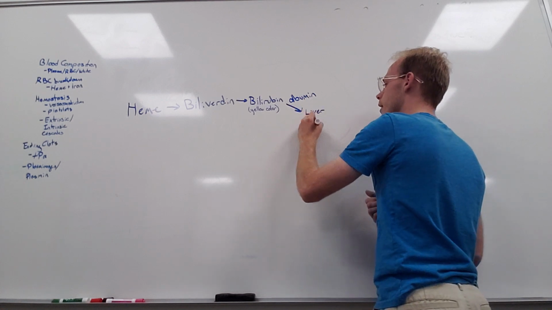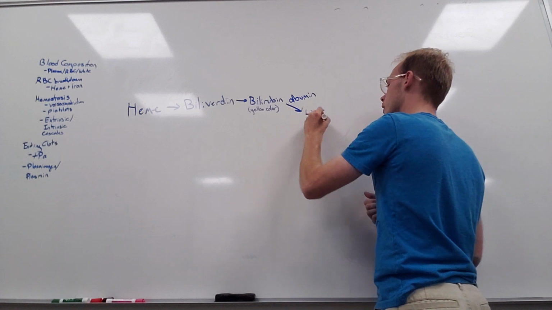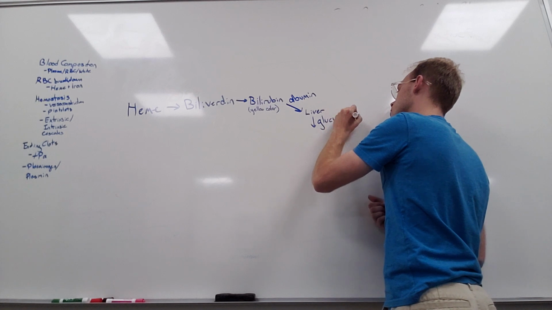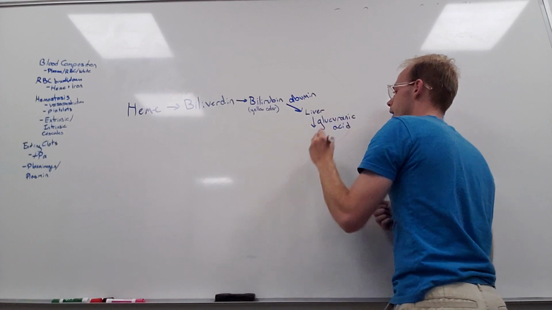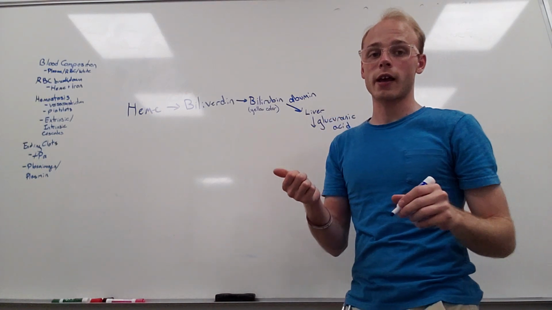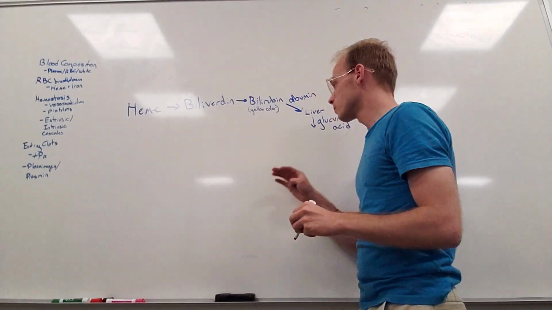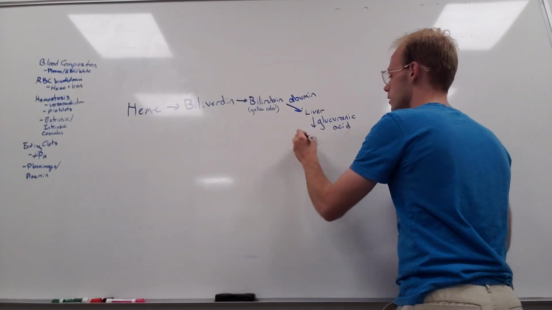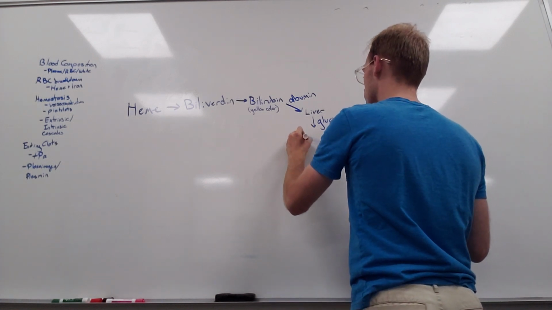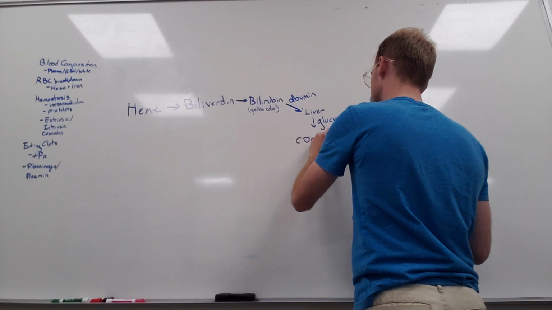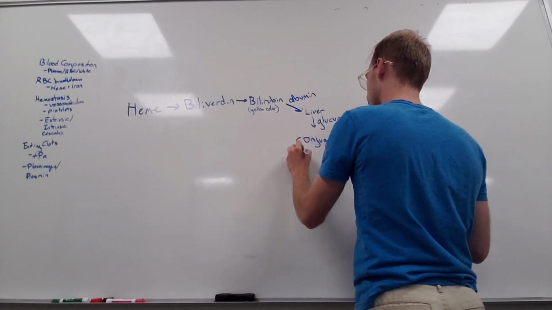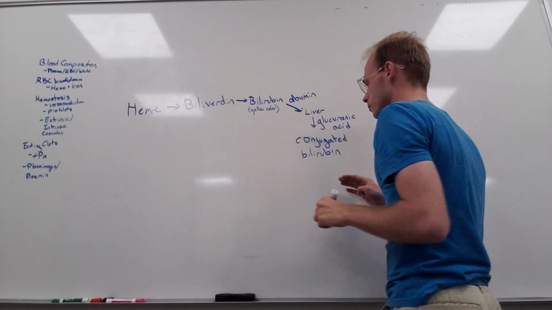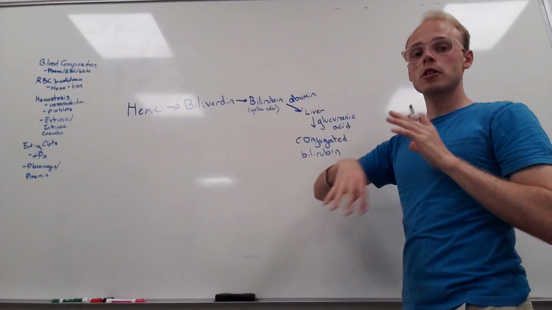And at the liver it sticks glucuronic acid on it. And so that makes it polar again. This now can't pass through membranes freely. The liver will stick it into the bile duct. Actually, once glucuronic acid is stuck on it, it's called conjugated bilirubin. So conjugated bilirubin is then stuck into the bile duct.